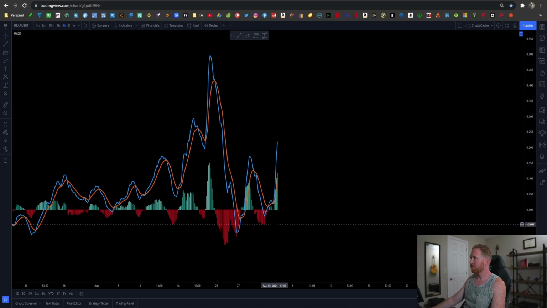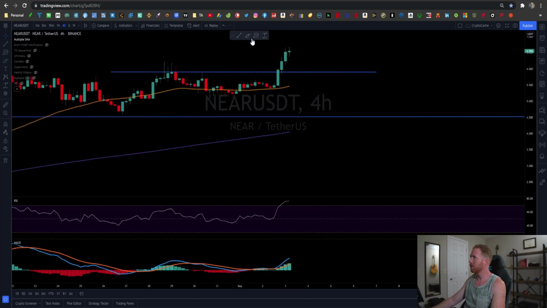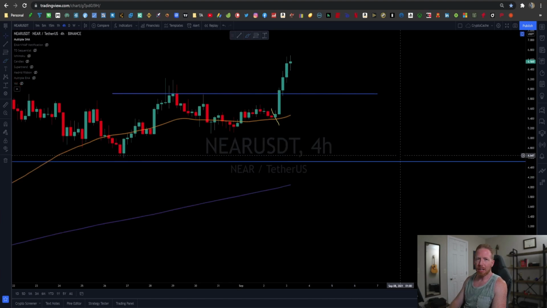MACD did converge here right at about September 2nd at 1300. Let's go ahead and mark that. And if you're new to the channel, I always mark the convergence of the MACD on the 4-hour chart because, first of all, it's like the best indicator you could utilize as a swing trader to get into a position before it takes off.